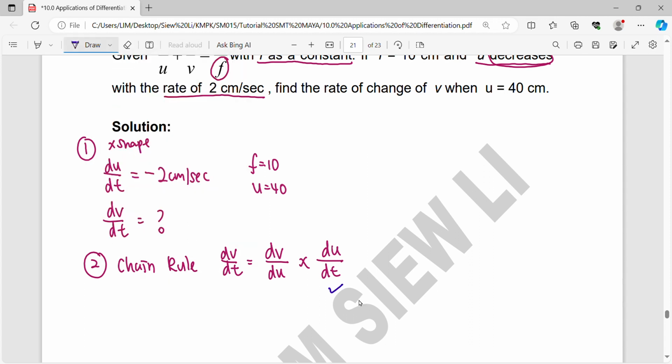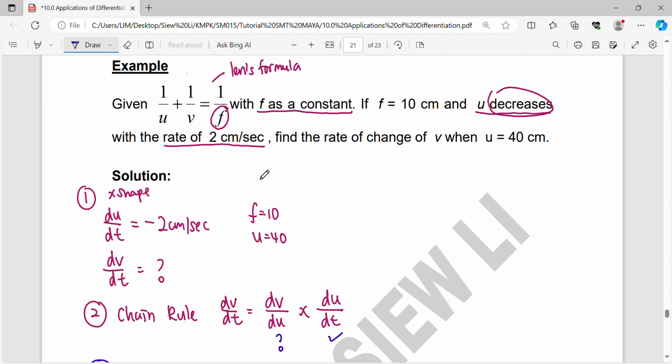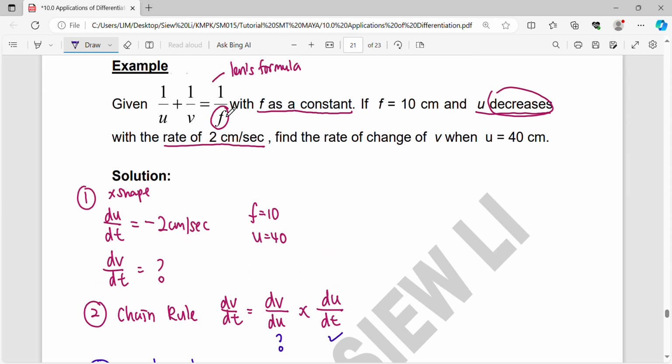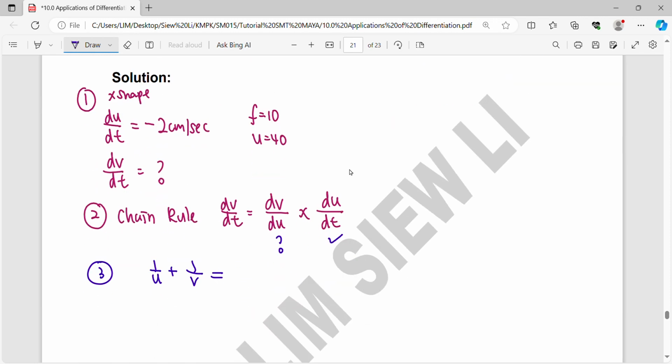And we can notice here du dt is given, so we need to find out step number 3. Find the equation of v in terms of u. Since the equation is given, we no need to find it. We use the equation given here. As f is a constant and f is already given as 10, this is 1 over 10. So we can substitute the constant. This is 0.1. So this is the equation that we should have. And we want to differentiate v with respect to u.